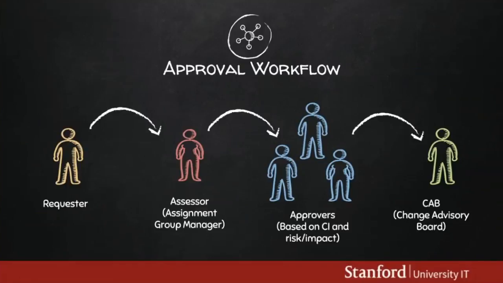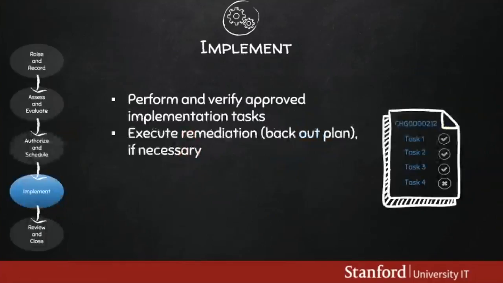And just to go through the approval workflow one more time, it goes from being requested and documented with the requester, and then it goes off to the assessor, the assignment group manager, and then the additional approvers that are based on the CI selected and also the risk impact rating. And if it's a very high, a 1, or a high, a 2, change request with the risk impact rating, then it goes off to CAB for approval.